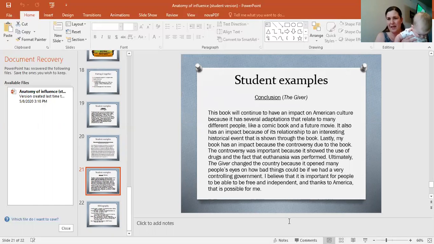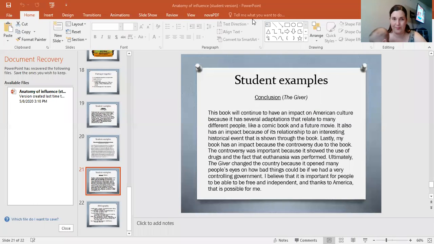Probably begin to outline that a little bit more. The controversy was important because it showed the use of drugs and the fact that euthanasia was performed. Ultimately, The Giver changed the country because it opened many people's eyes on how bad things could be if we had a very controlling government. I believe that it is important for people to be able to be free and independent, and thanks to a miracle, that is possible for me. So that ultimately it changed the country, that actually comes from your outline.